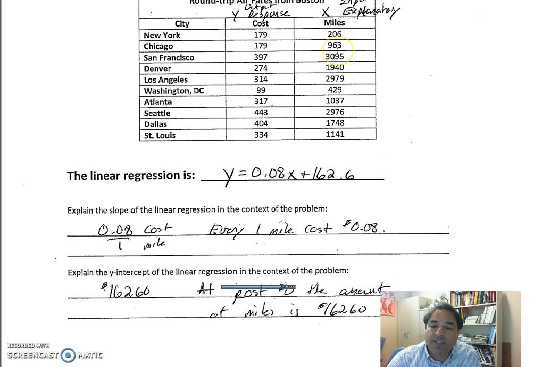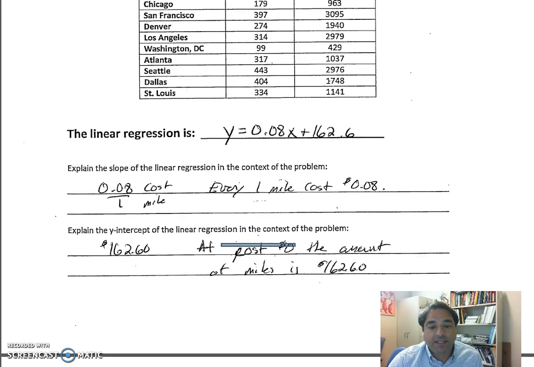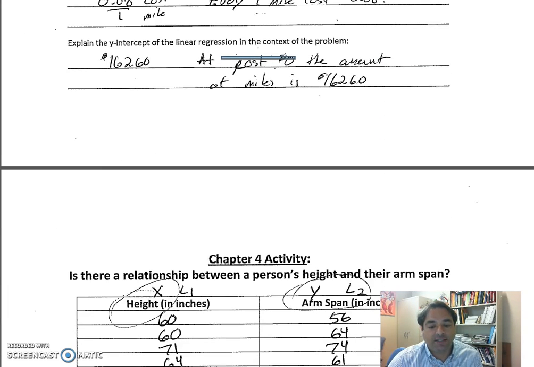Does that mean, based on correlation, miles causes cost? No. Remember, correlation doesn't imply causation. Correlation doesn't imply causation. Okay? Example, then practice, practice, practice.